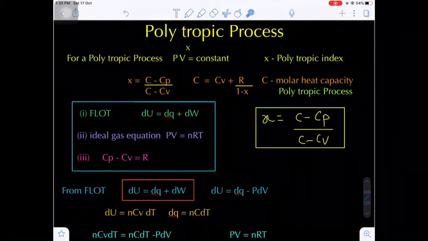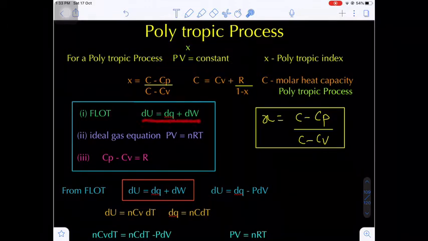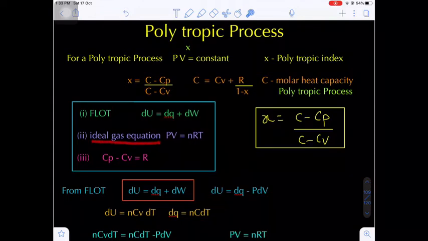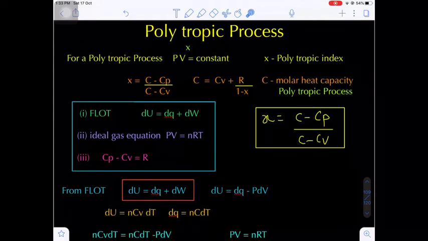Now, in this polytropic process, the general expression P into V to the power x is equal to constant has to be derived. For the derivation, what do we require? First of all, we use the first law of thermodynamics. The differential form of the first law of thermodynamics is dU equal to dQ plus dW. Second, we assume the system is an ideal gas, so we can use the ideal gas equation PV is equal to nRT. And one more relation we use is the relation between Cp and Cv, that is Cp minus Cv is equal to R. It is only valid for an ideal gas. Are you getting my point?